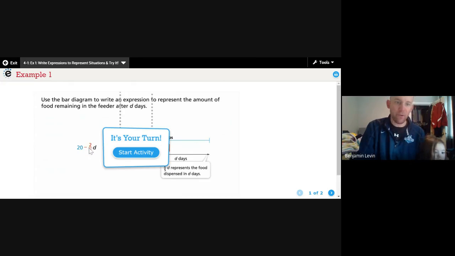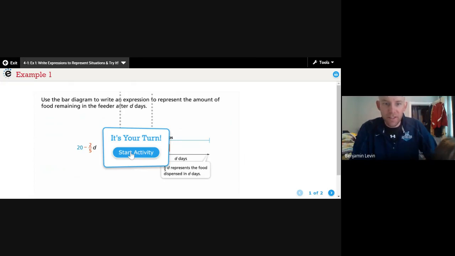We know that the amount of food the dog has eaten is 2/5 times D, or the number of days. And we know that we started with 20. So whatever the dog has eaten, we are subtracting or taking away from the original amount, which was 20, right? So that makes sense. 20 minus the amount of food the dog has eaten gives us the amount left. And this, of course, was the amount eaten after a certain number of days.